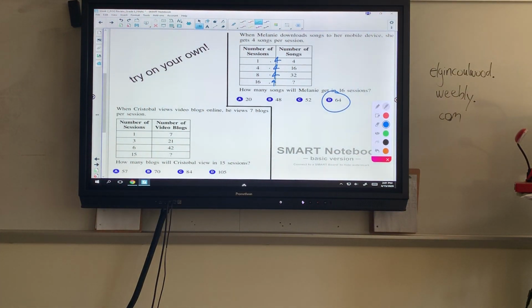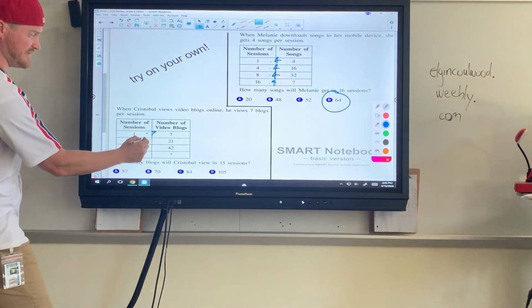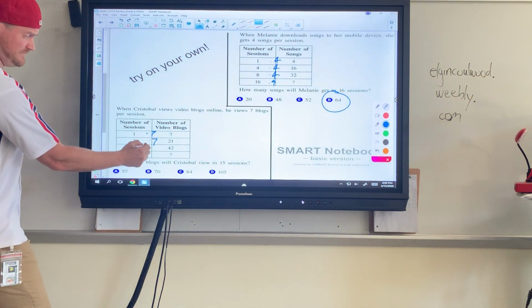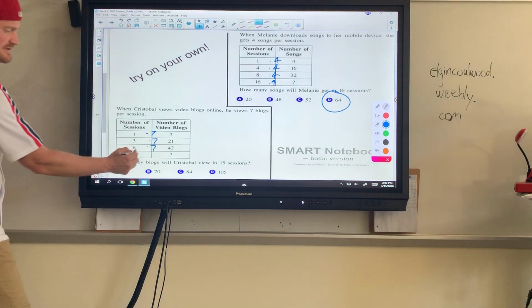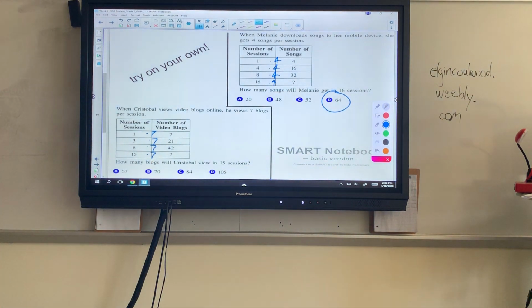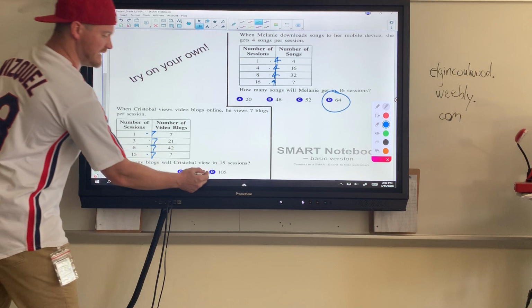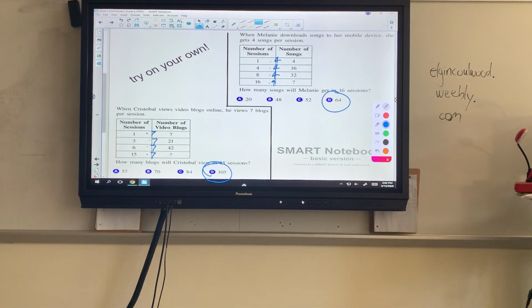Next one, when Cristobal views video blogs online, he views 7 blogs per session. So there's going to be always 7 times as many blogs as sessions. 1 times 7 is 7, 3 times 7 is 21, 6 times 7 is 42, so 15 times 7, when you work it out, is 105, so it's going to be D again.